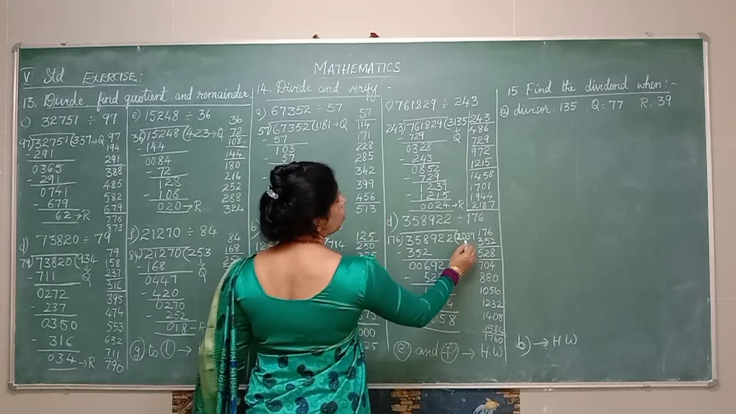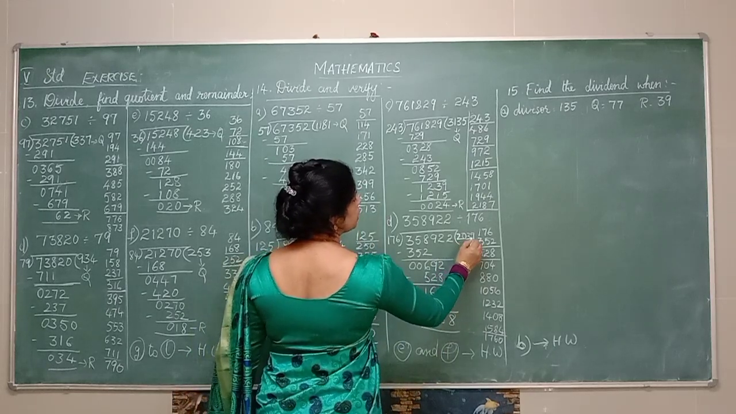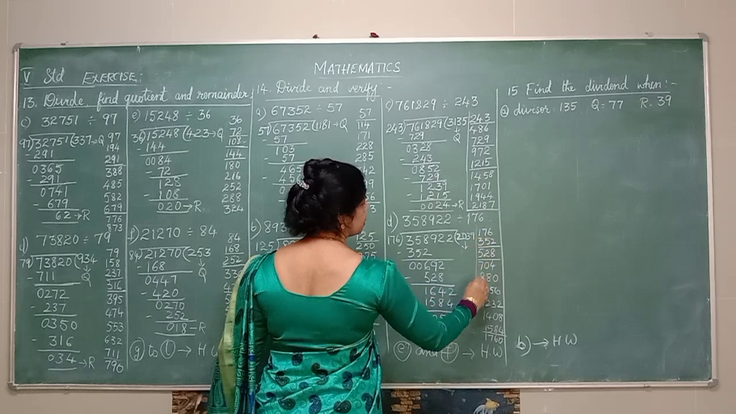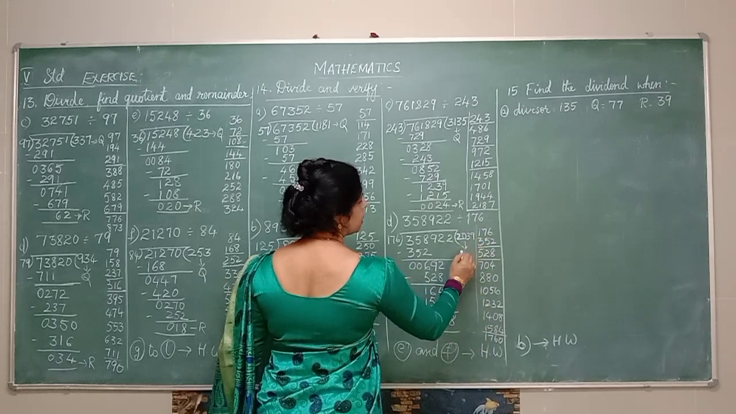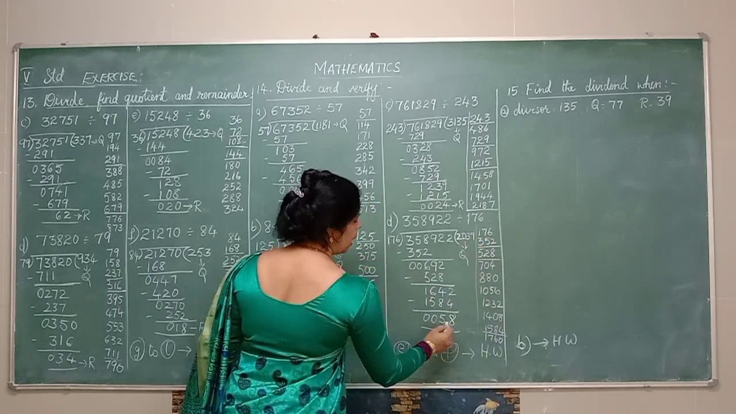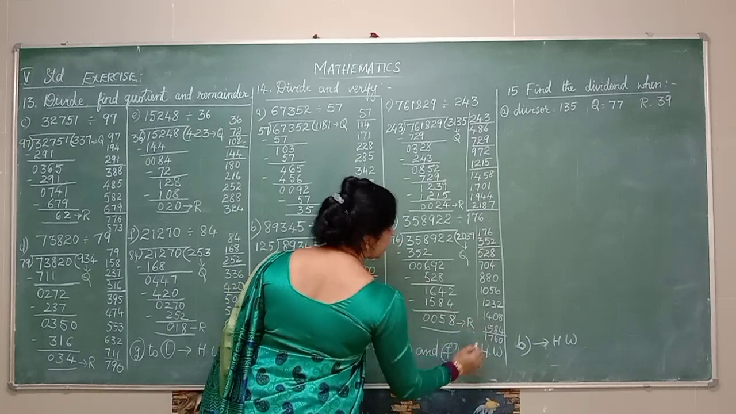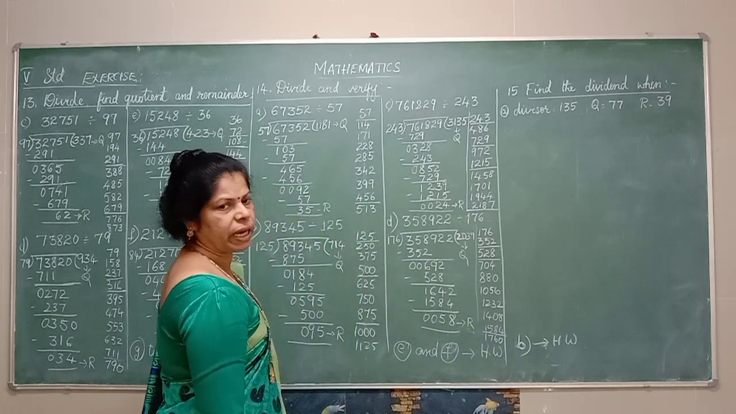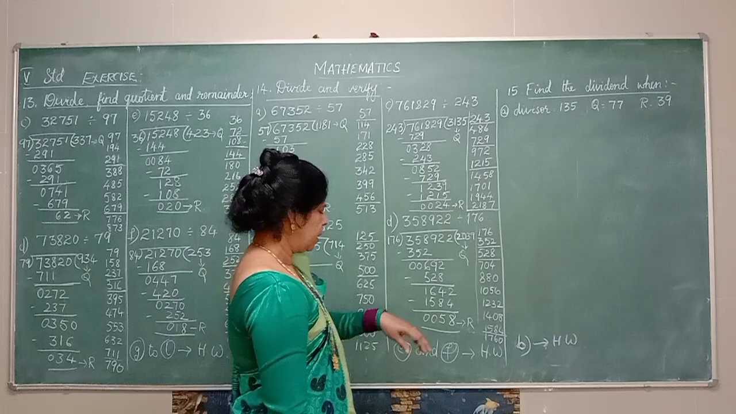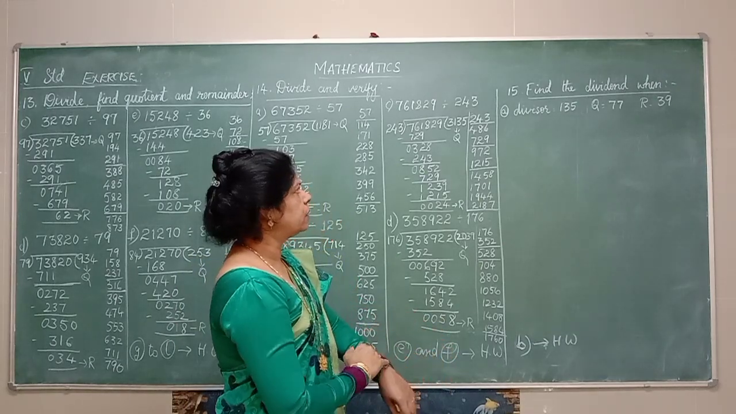So your answer is: 2039 is the quotient and 58 is the remainder. Okay, that's the sum.